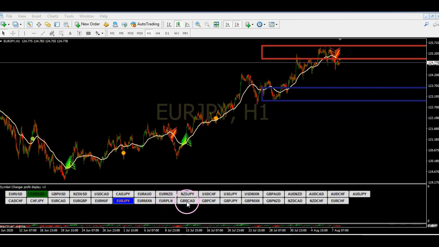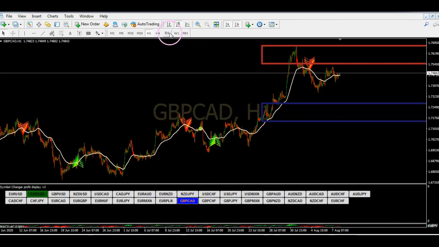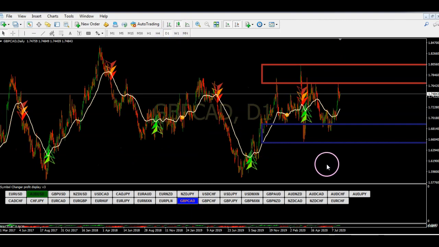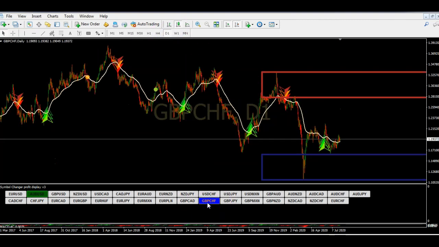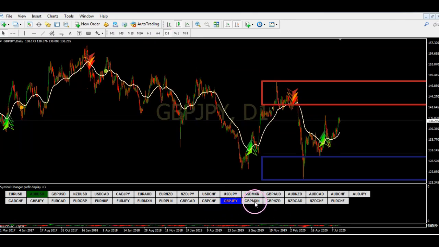We don't do that one. GBP/CAD, on the daily, it looks like that. It's too messy. I don't like that one either.